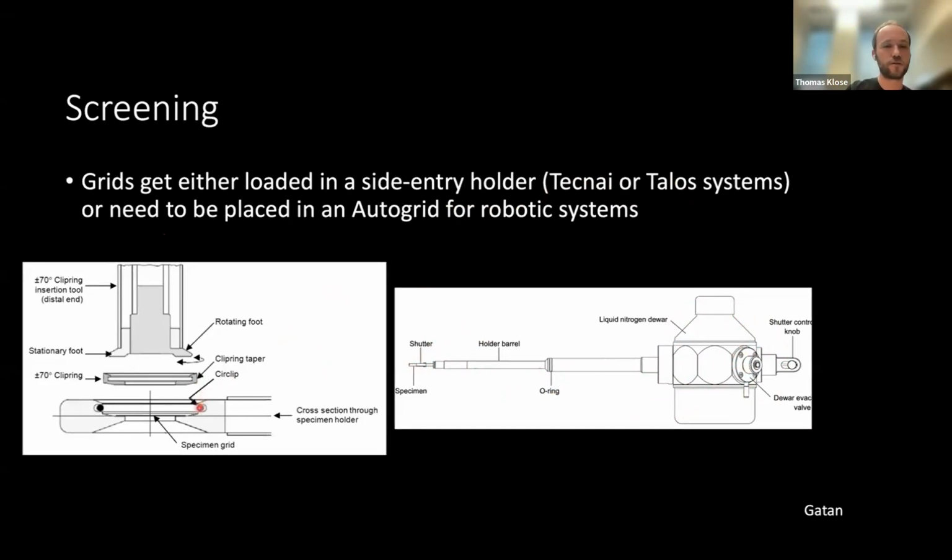We take our grid and we put it right here. Then we put what is called a clip ring on top with this tool. This will hold the grid in place and also keep it cool because it is connected to the rest of the holder assembly. Then it can go into a microscope and can be imaged.